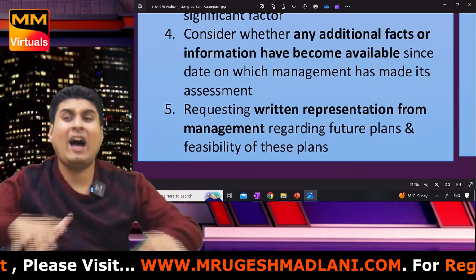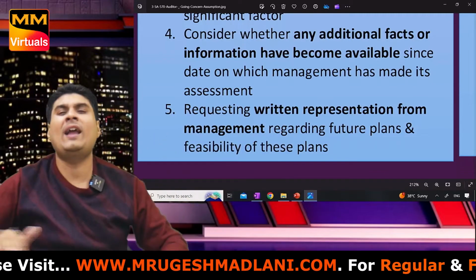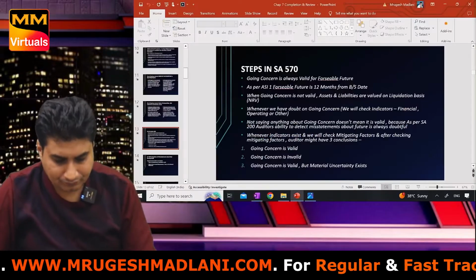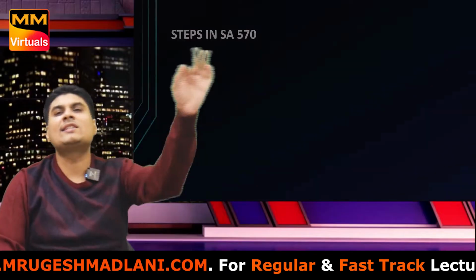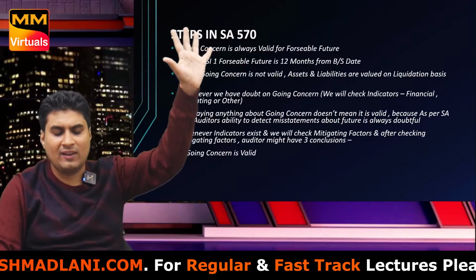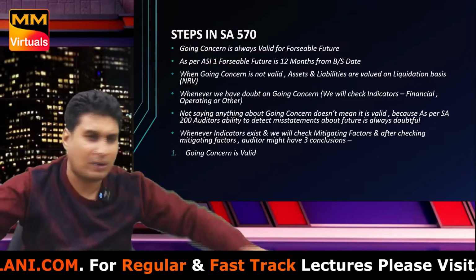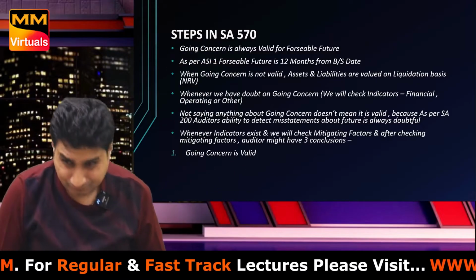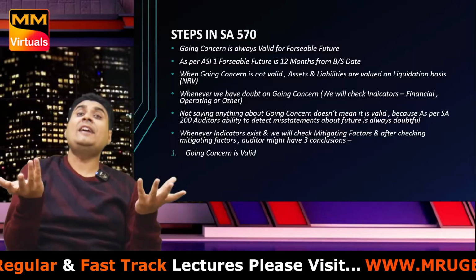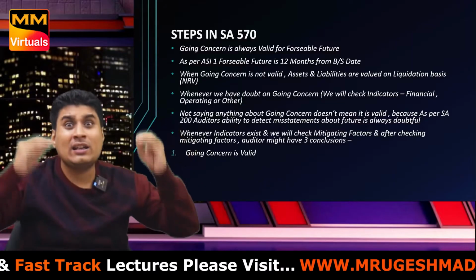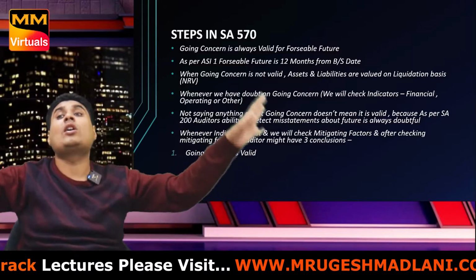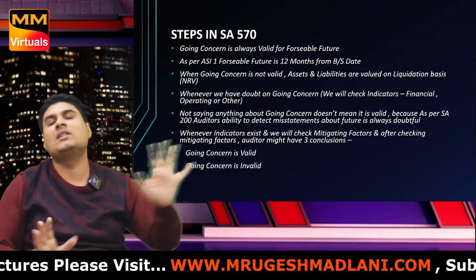After checking this entire plan, three conclusions can come. Number 1, going concern is valid. You feel everything is perfect, the plan is super perfect, I think they will be fine. Number 2, you might feel the plan is third class, nothing is good in the plan, absolutely horrible, the company is going to fail, going concern invalid.